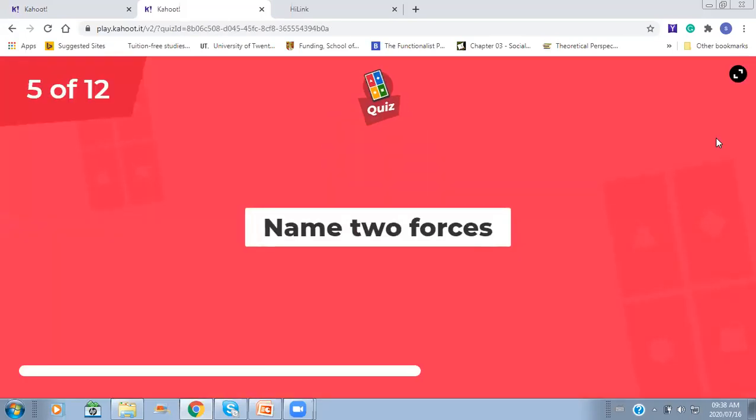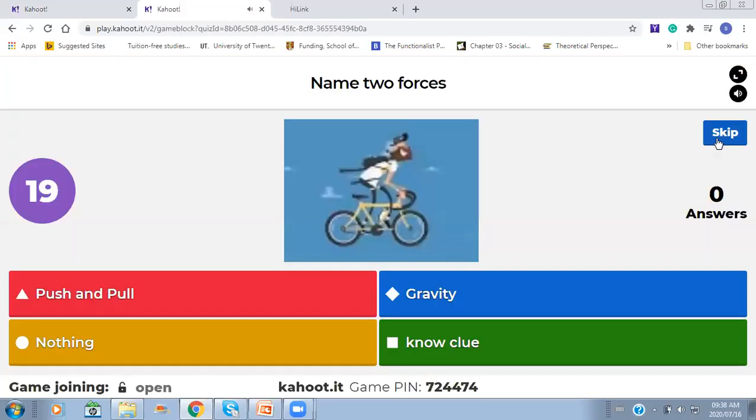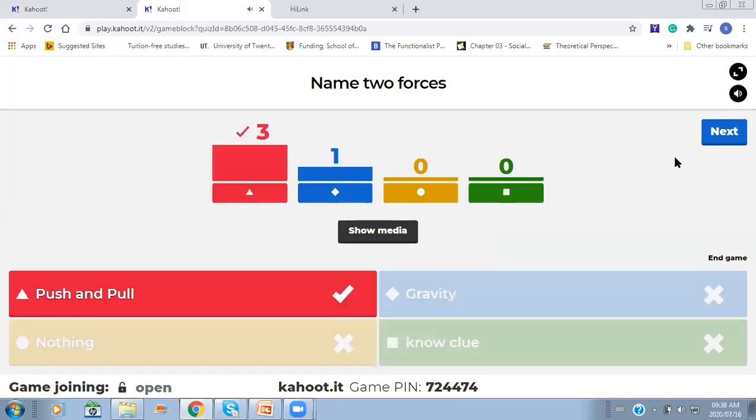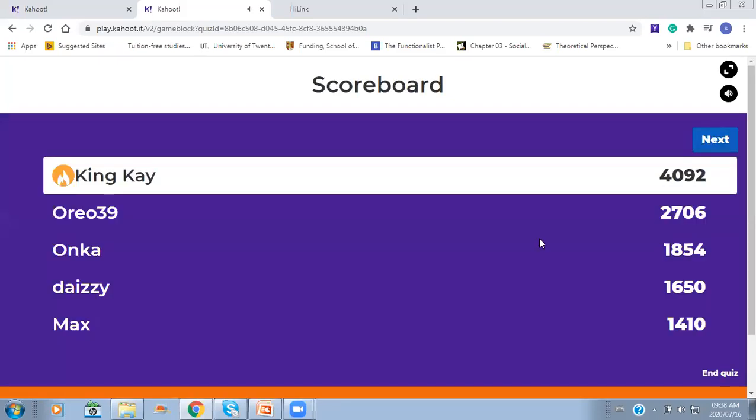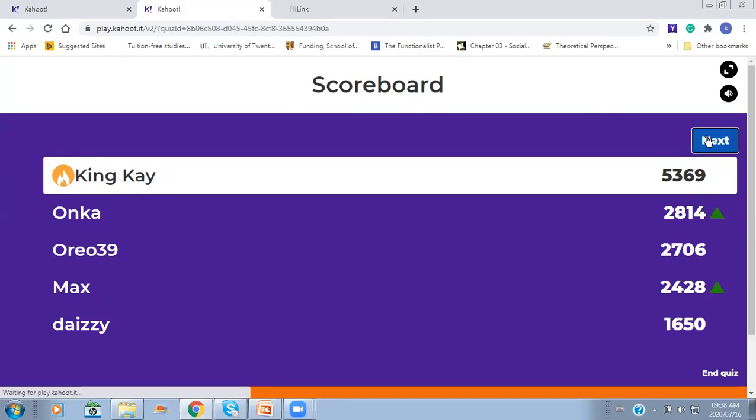Name two forces. Name the two forces. Okay. Three people got this one right and one wrong. Who are those? Okay. K was the first person, followed by Onka and then Max. Now let's go to the next.